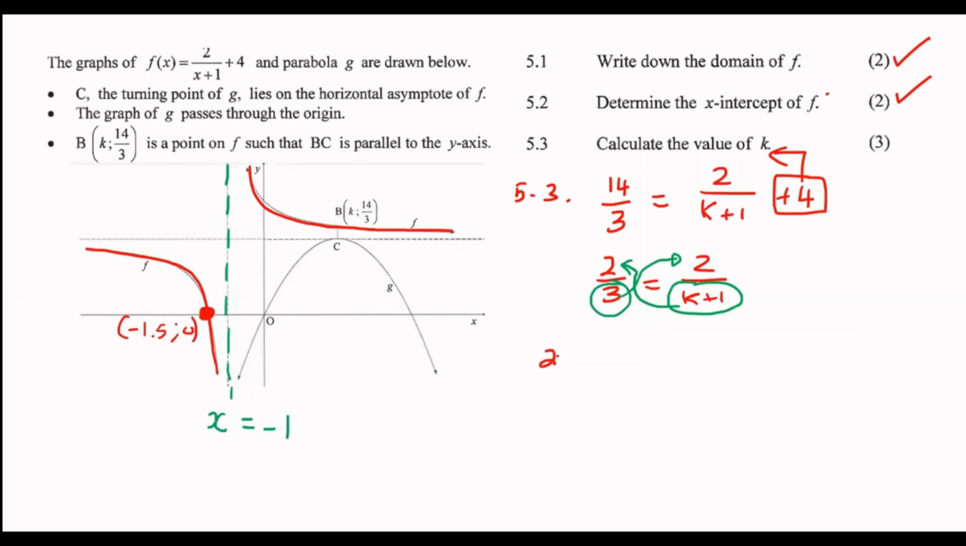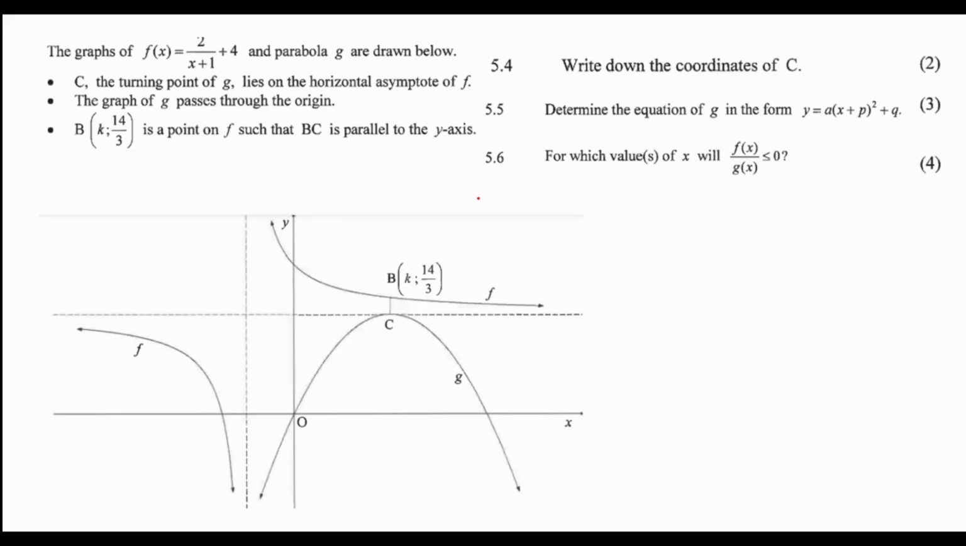That's what's actually happening. And so that should give us bracket k plus 1 equals 2 times 3. And so that's going to be 2k plus 2 equals 2 times 3, which is 6. 2k would be equal to 4. And then k would be equal to 4 divided by 2, which is 2.